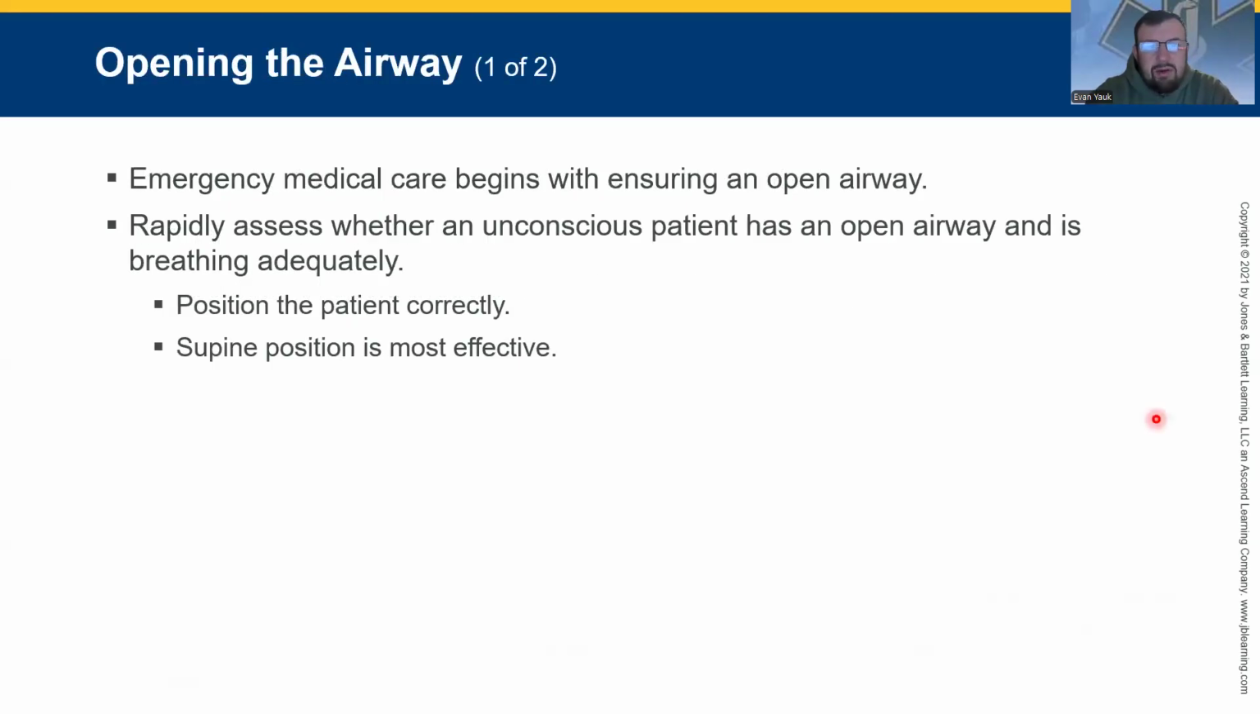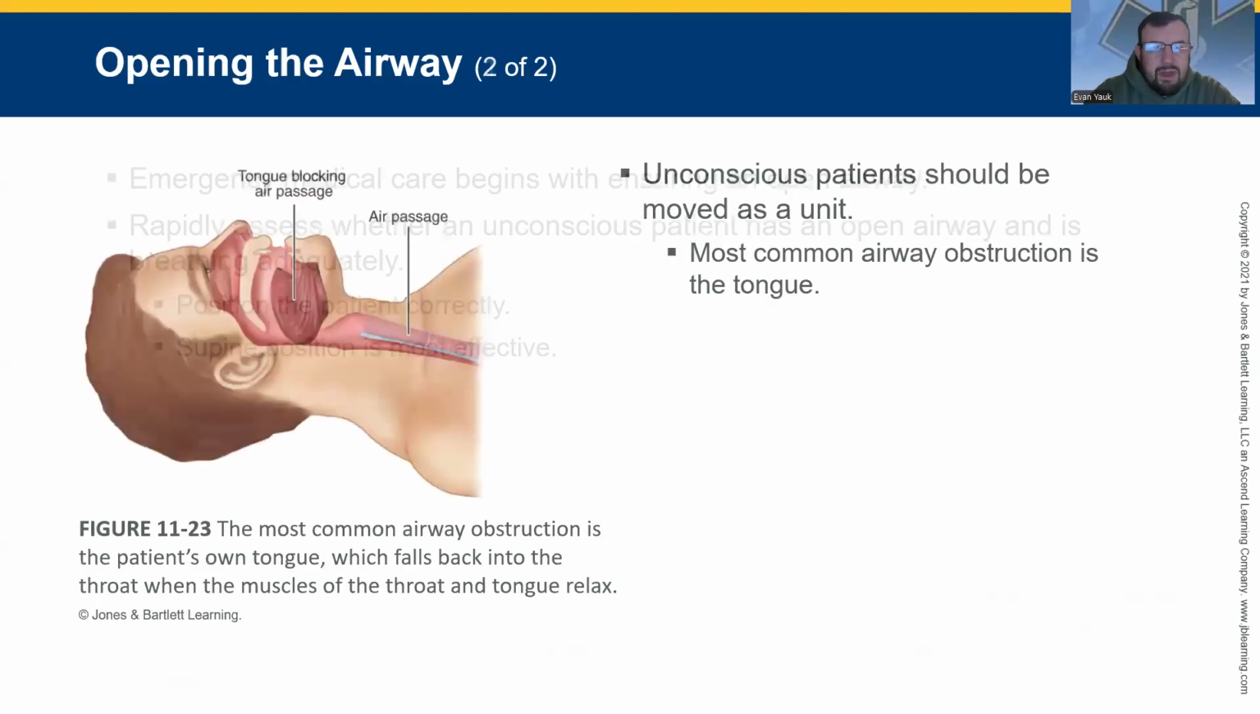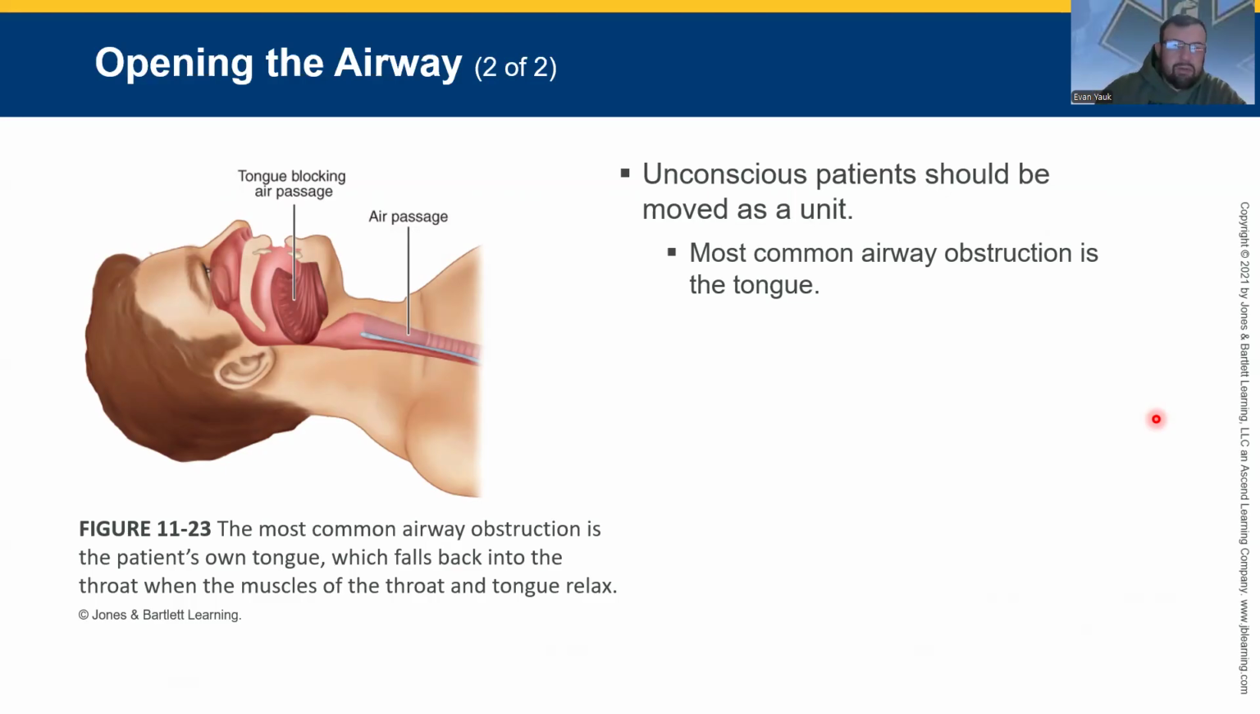Emergency medical care begins with ensuring an open airway. Rapidly assess whether a patient is unconscious, has an open airway, and is breathing adequately. Position the patient correctly. Supine position is most effective, depending on the situation. Is their airway open, or do we need to open it for them? Unconscious patients should be moved as a unit. The most common airway obstruction is the tongue. We've discussed this multiple times.